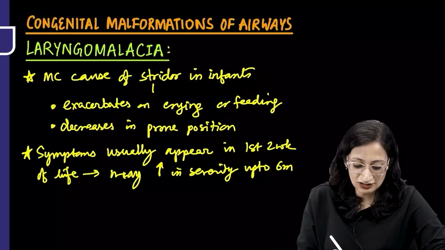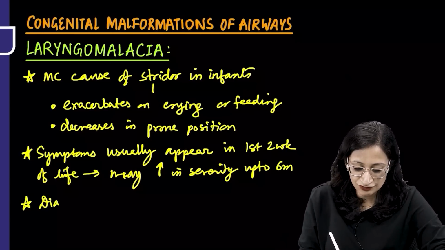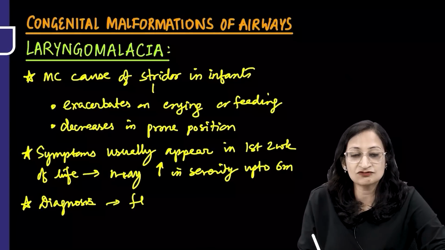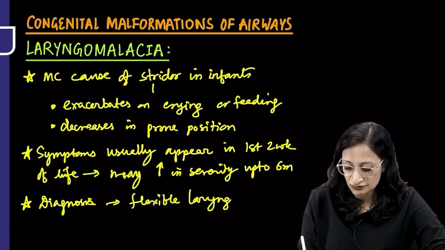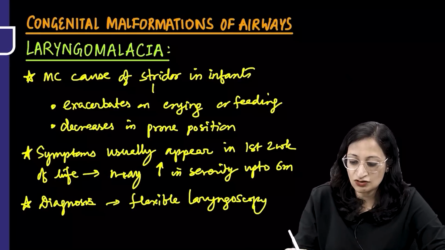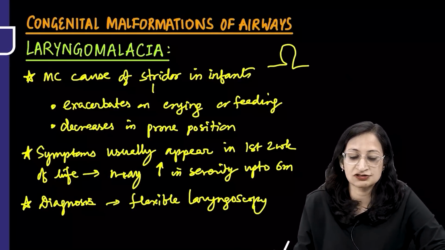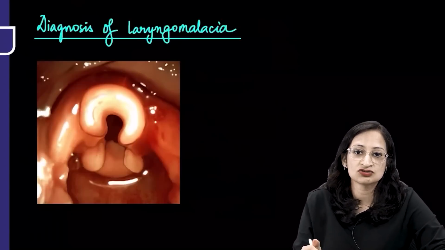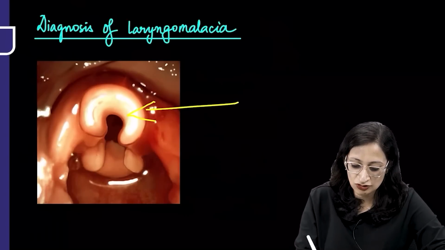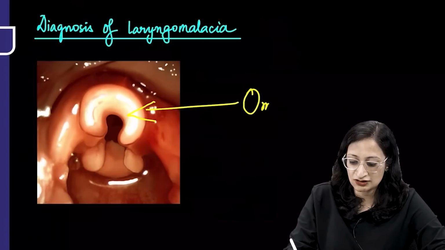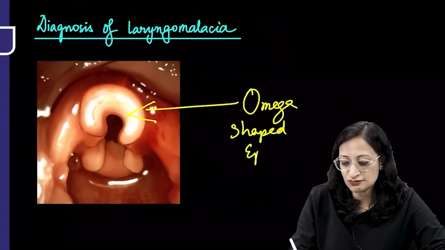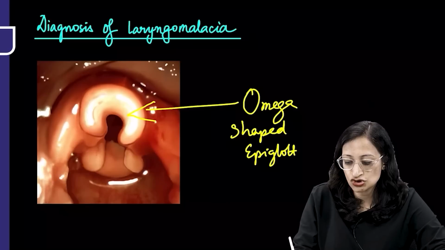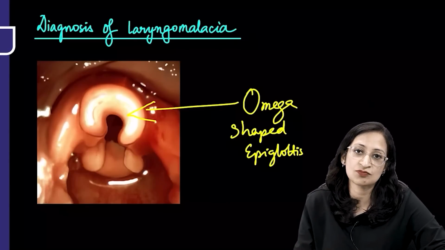The diagnosis is confirmed by flexible laryngoscopy, where you get the omega shaped epiglottis. So this is what the omega shaped epiglottis of laryngomalacia looks like. Usually no treatment is required and it resolves spontaneously, just supportive care.